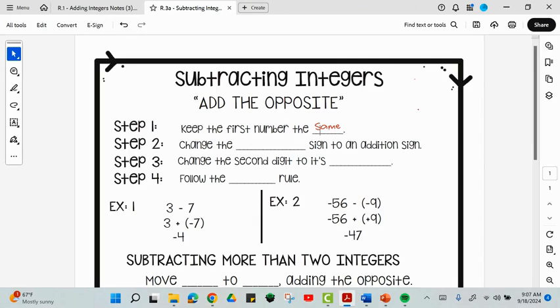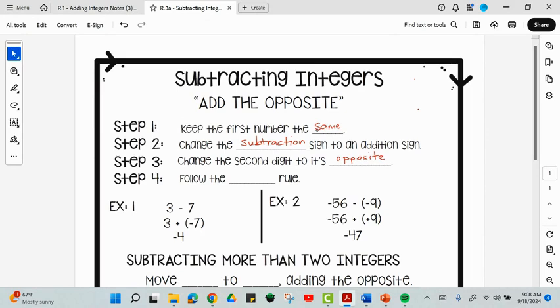And then next we're going to change the subtraction sign to an addition sign. Step 3, change the second digit to its opposite. So that means if it is addition, it's going to change to a negative, and if it is a negative, it's going to change to a positive.